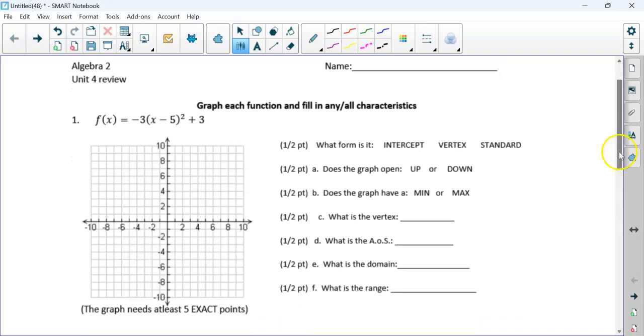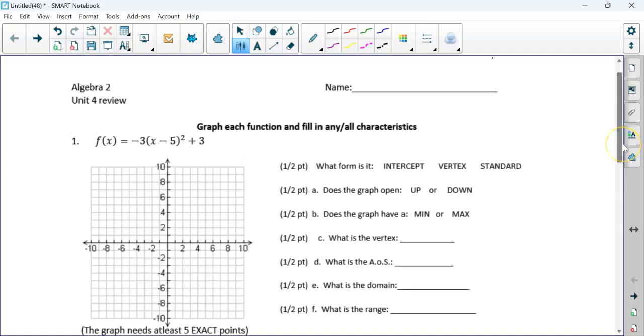So number 1, first off, this form here is vertex form. Remember, inside lies. So the vertex is 5, 3. The 3 does not change, and we see -5, but it's really +5. So right off the bat, we know that 5, 3 is going to be our vertex. We can put that on if we want. Okay.